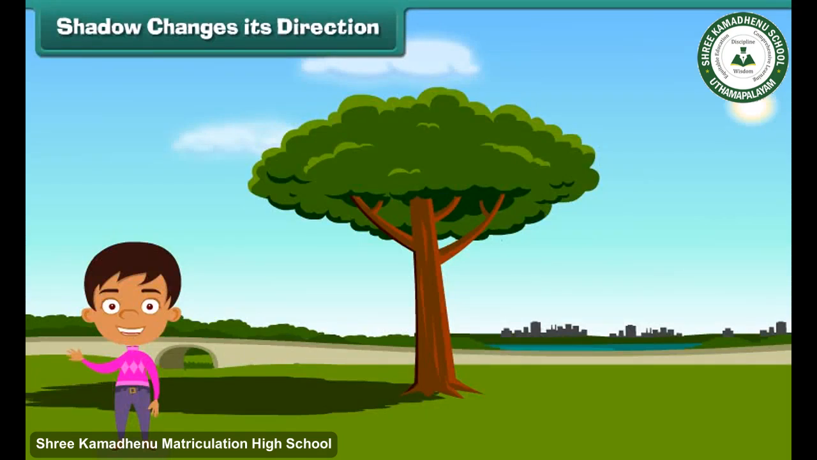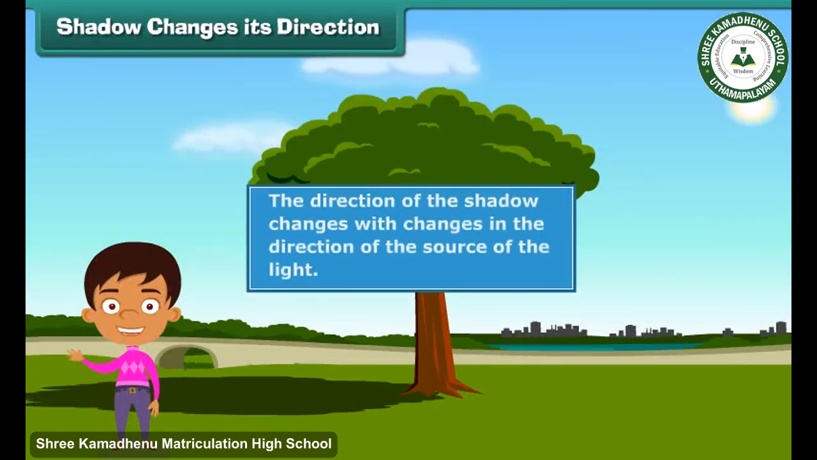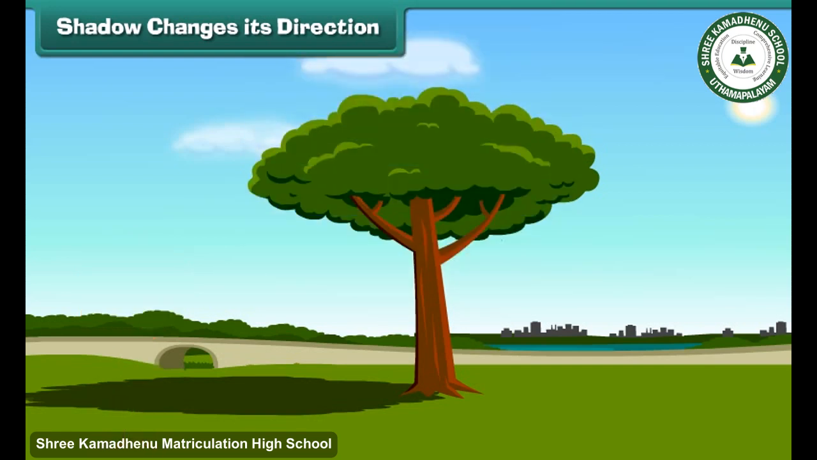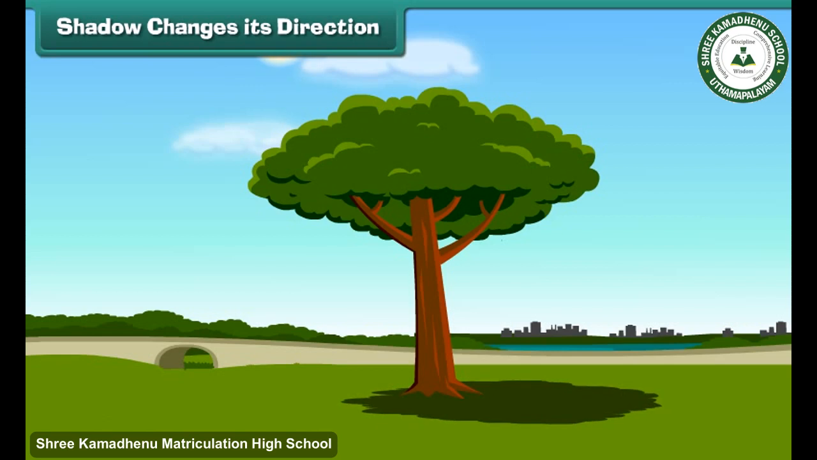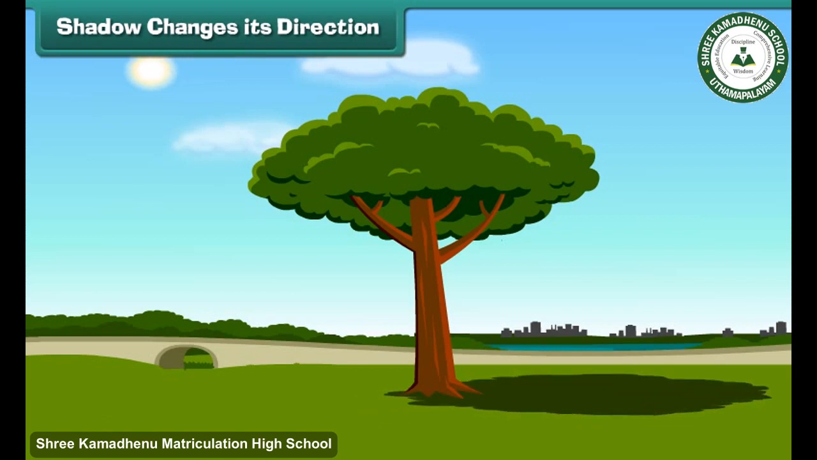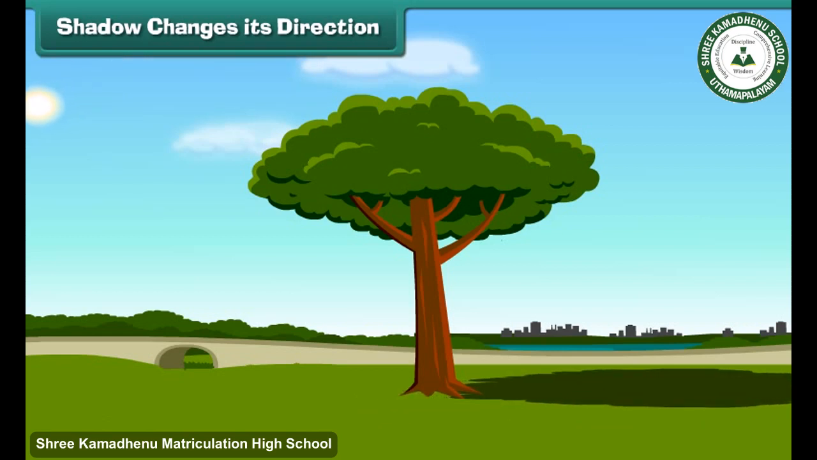You'll be surprised to know that the direction of the shadow changes with the changes in the direction of the source of light. For example, the shadow of these trees changes as the sun moves from east to west during the day. During all day, sometimes it becomes long and sometimes short. Let's see how this happens.